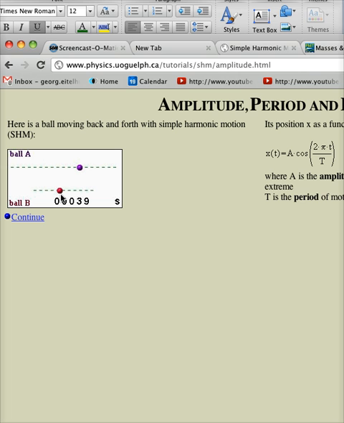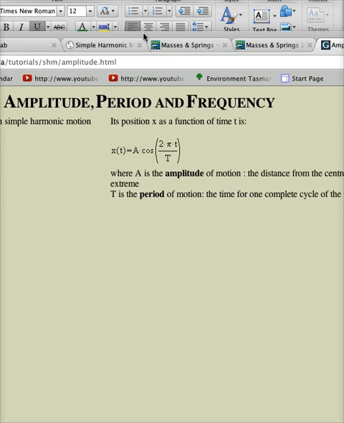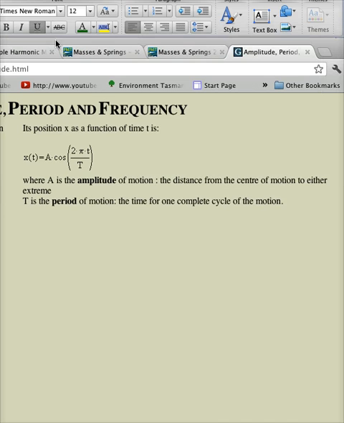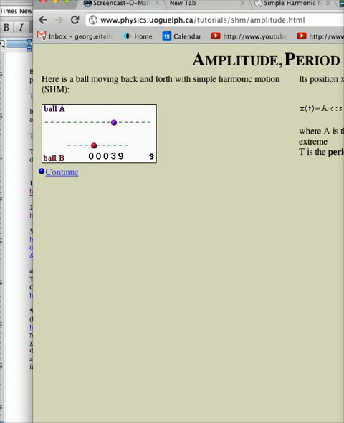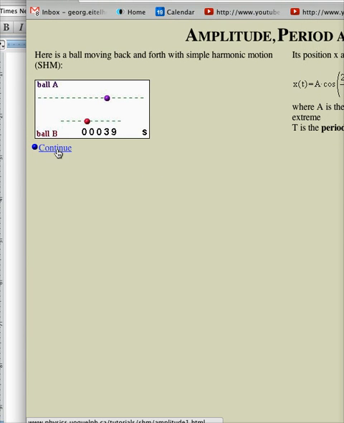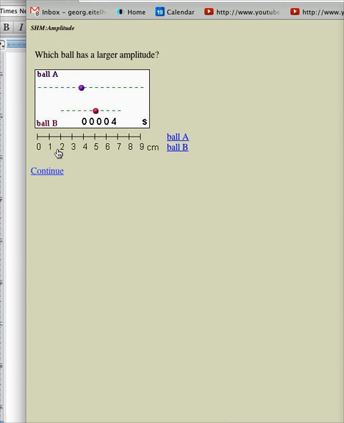Ball A and ball B. It shows you this, and it actually shows it moving. Then it tells you its position is a function of time. Moving along. Which ball has a larger amplitude? Let me guess. I've got a funny feeling it's ball A. So I click on ball A. It says correct. Continue.